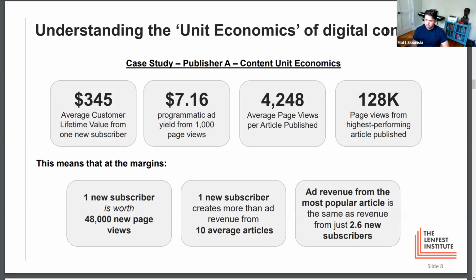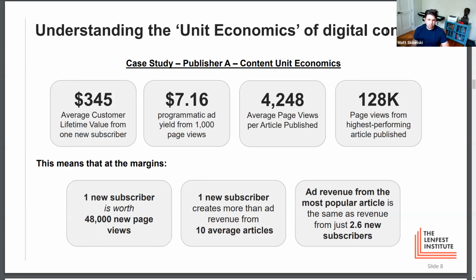So, if you think about that, you could start to do some math around, okay, if I have an article that generates 100,000 page views, and I have an article that gets very few page views, but generates a couple of new subscribers, those actually might be equal in value or similar in value. And you can start to think about the relative value in that way.